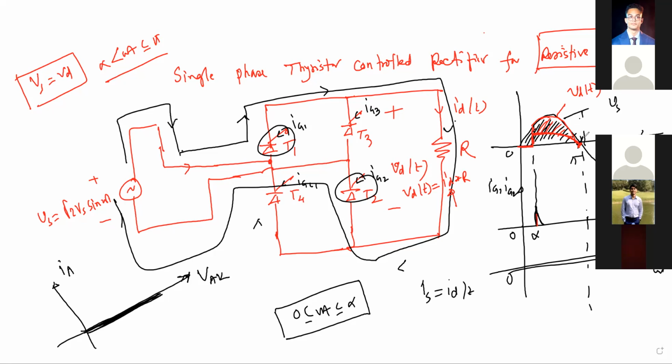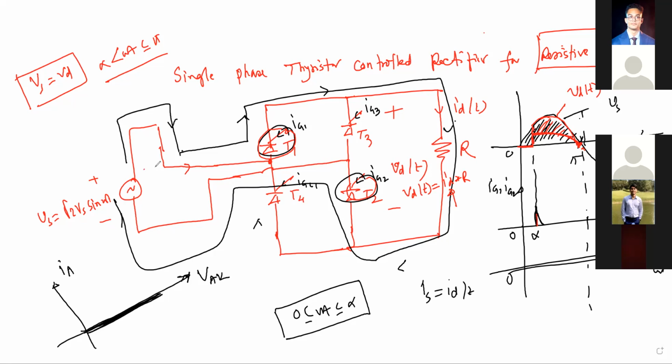So current is 0 here at omega t equal to pi, and also the voltage is going negative. So what will be the switching condition of T1 and T2 after omega t equal to pi? The condition to switch off any power electronic device is that it must be reverse biased as well as the current through it must be 0, and we got both conditions here at omega t equal to pi. So T1 and T2 will be reverse biased after omega t equal to pi.